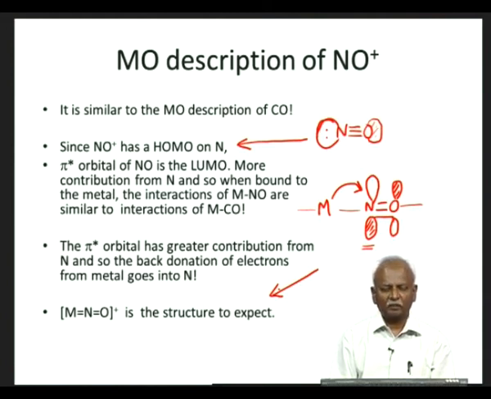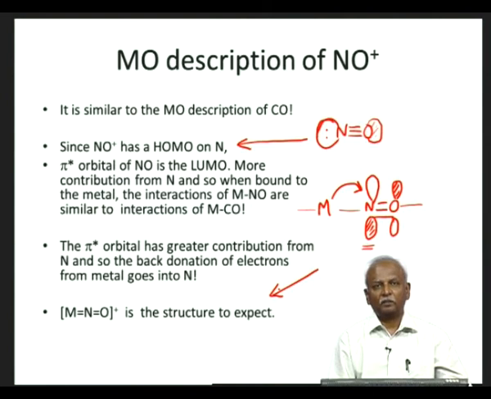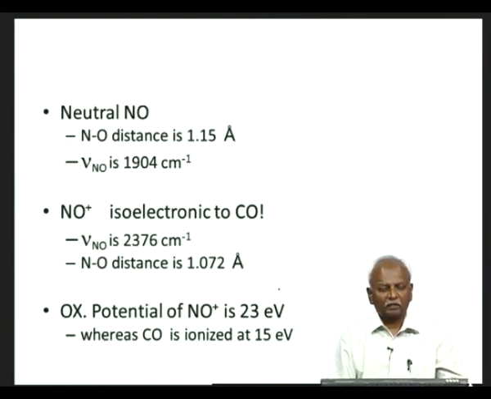So, this is something which is very familiar if you have gone through your interaction studies on the carbon monoxide metal system, then you will be able to understand and picture this representation very easily. Let us now look at some of the features of nitric oxide and whether what we have been talking about in terms of the MO diagram can be justified from the molecular properties.